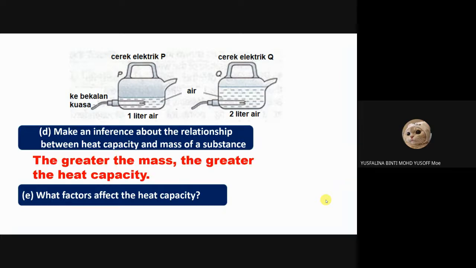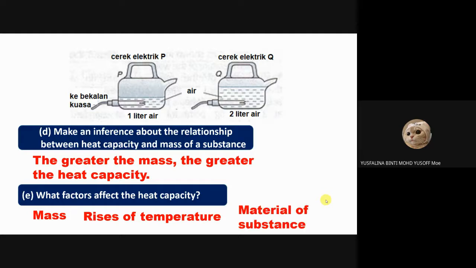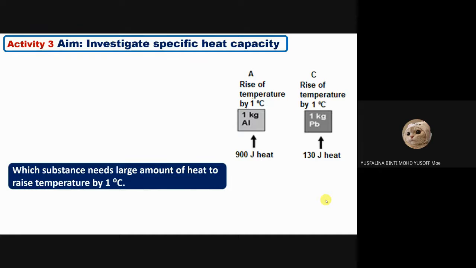Okay. And what factors affect the heat capacity? The mass. And also the rise of the temperature and the material of the substance. So what material do you use? If aluminium, then it's different. If copper, then it's different. Okay, so this one, investigate the specific heat capacity.